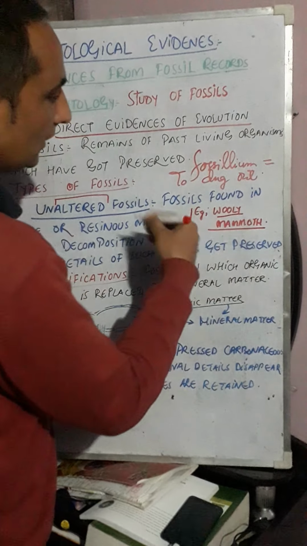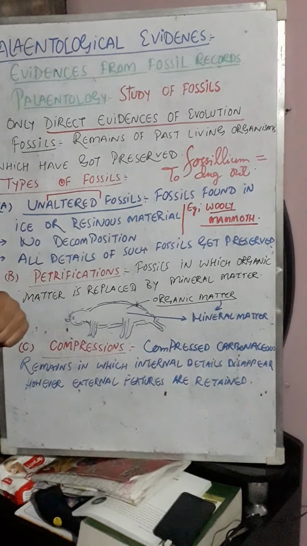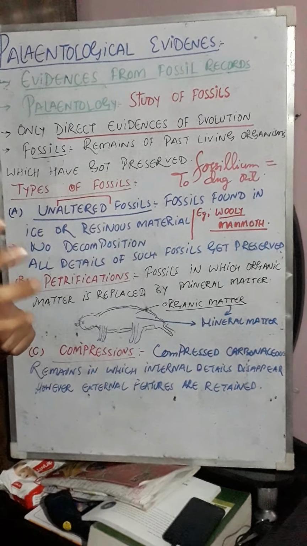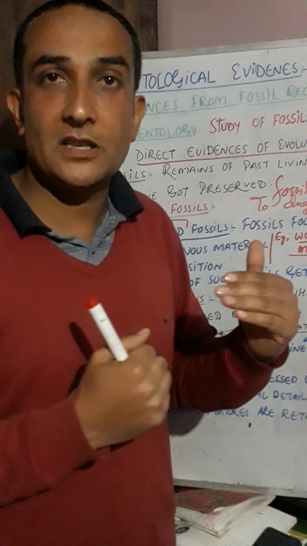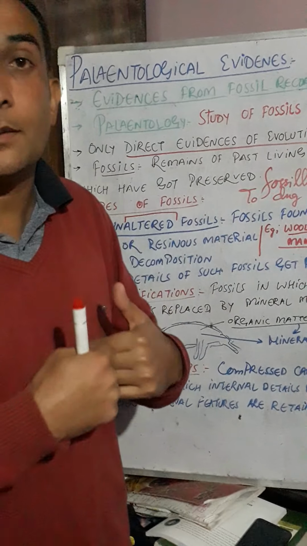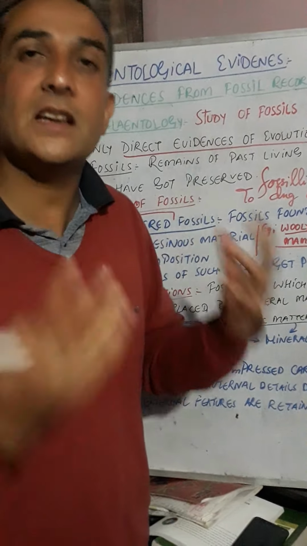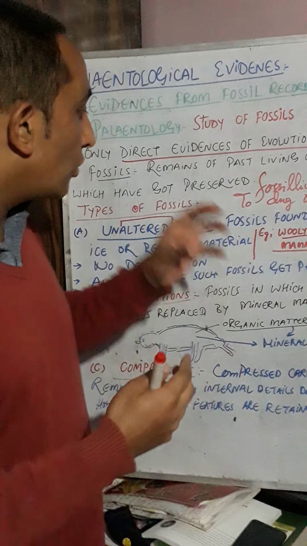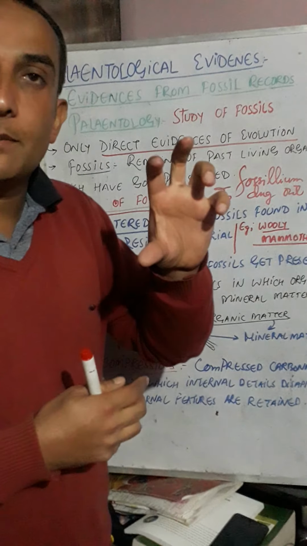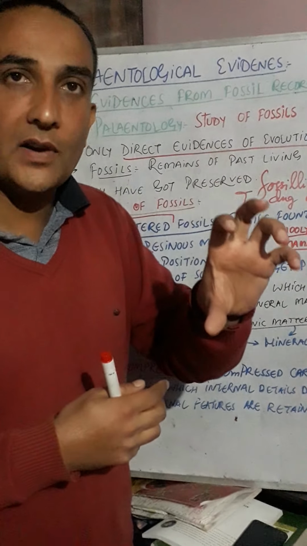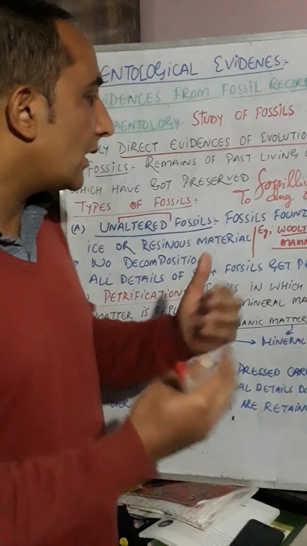This is an animal which used to live on this planet in the ancient past, and we have got the fossil of this very animal from the polar ice caps of Siberia. You see that there is no chance of decomposition in the ice which has accumulated there for millions of years. So we say that those fossils which we get from the polar ice caps, from the frozen ice, or from the resinous material, we call them unaltered fossils.